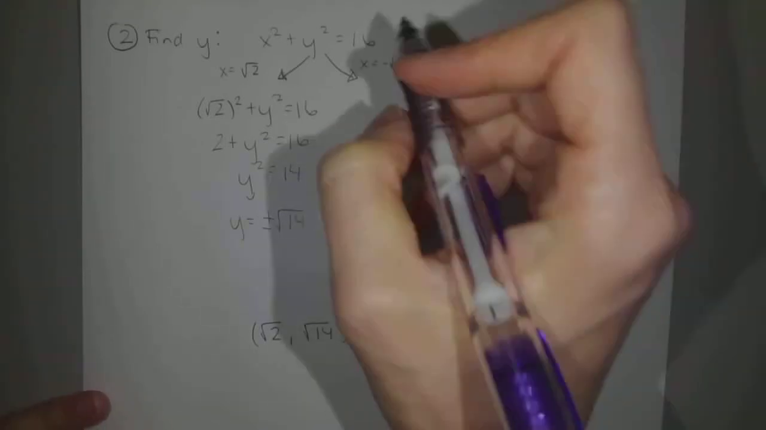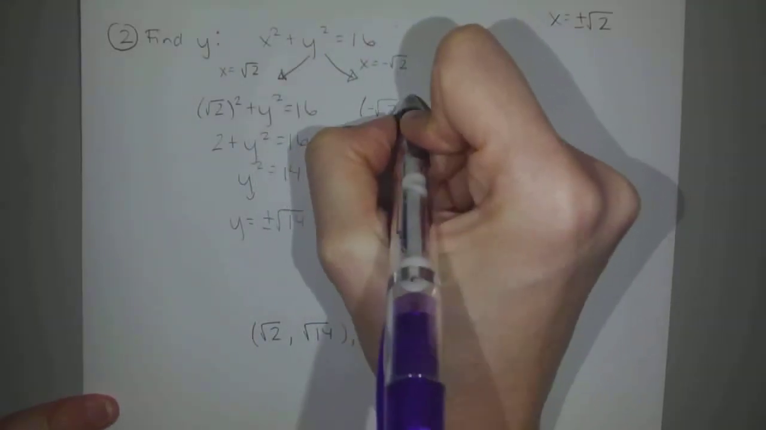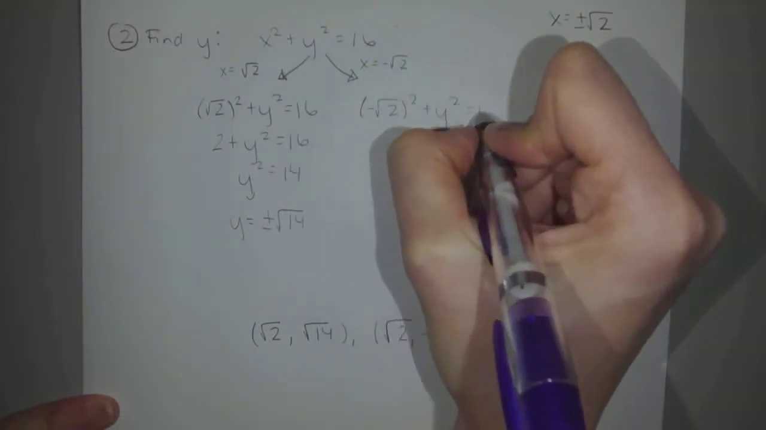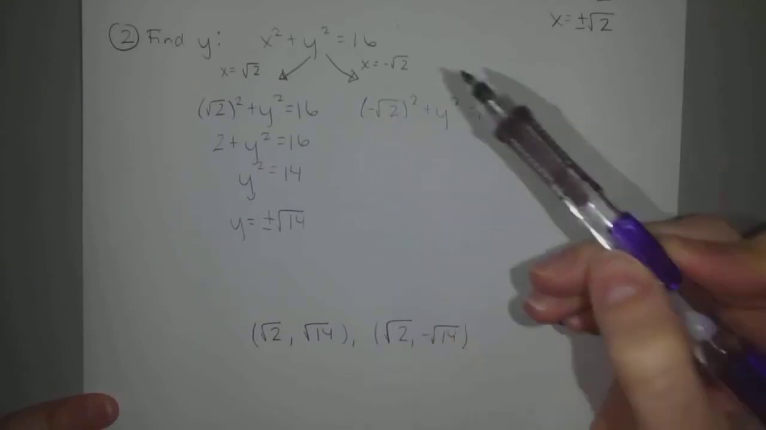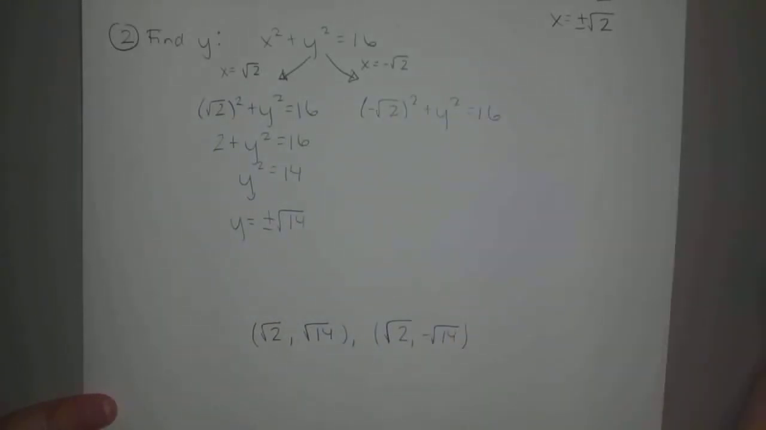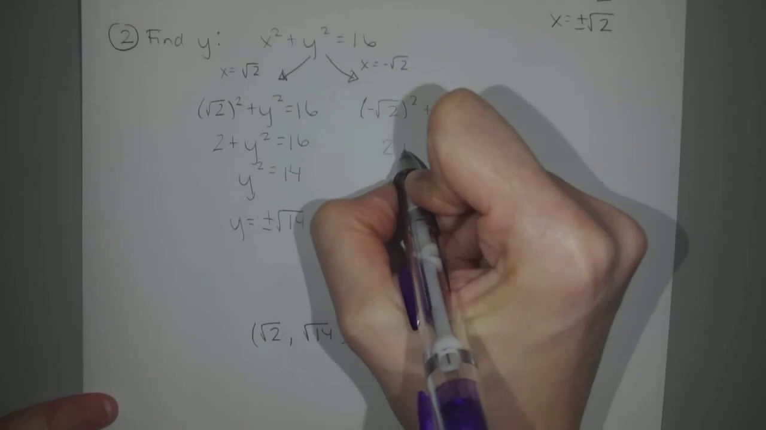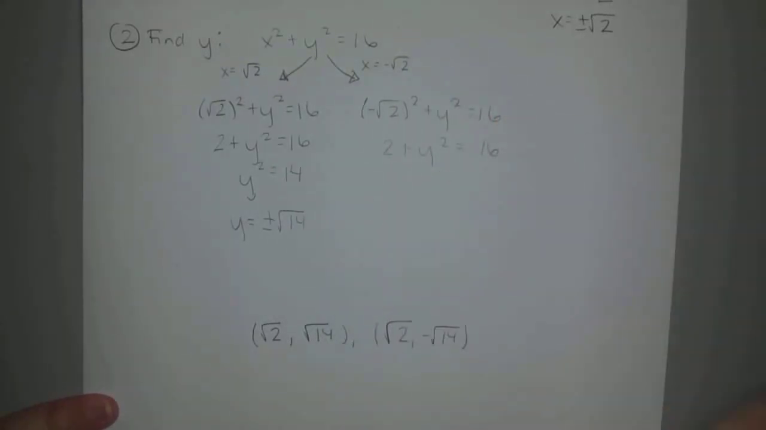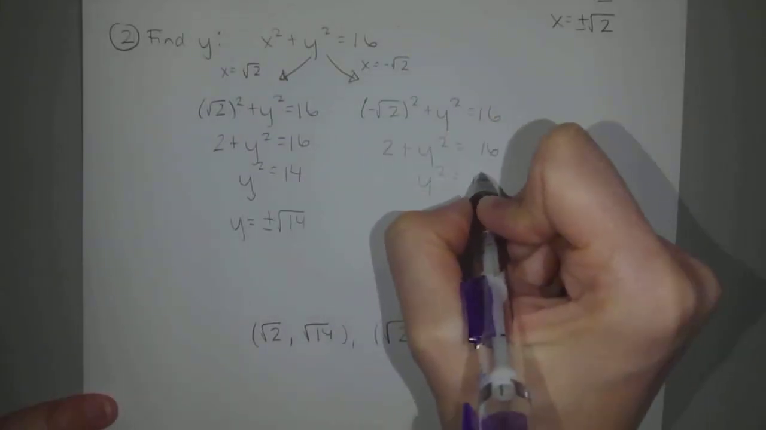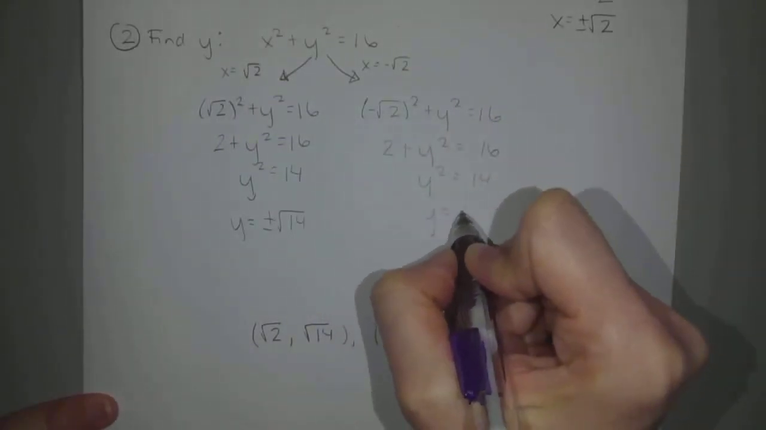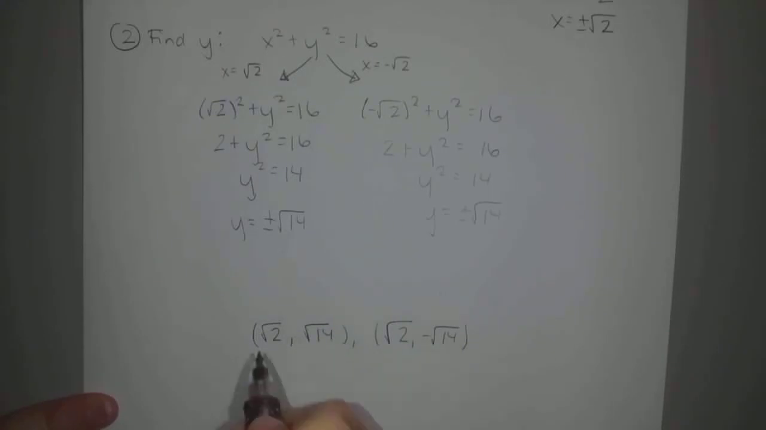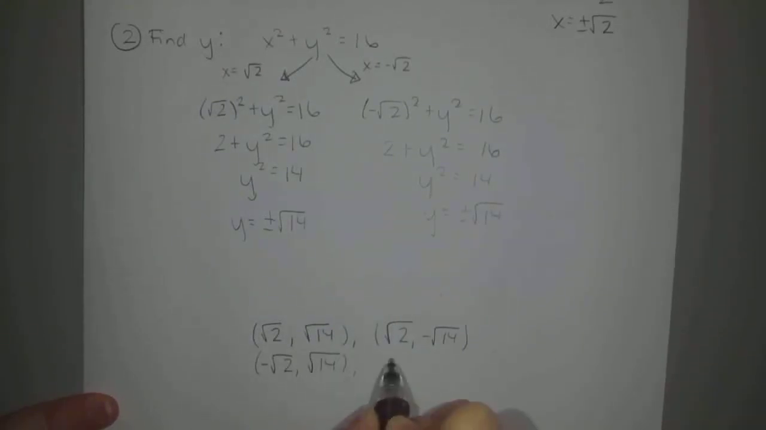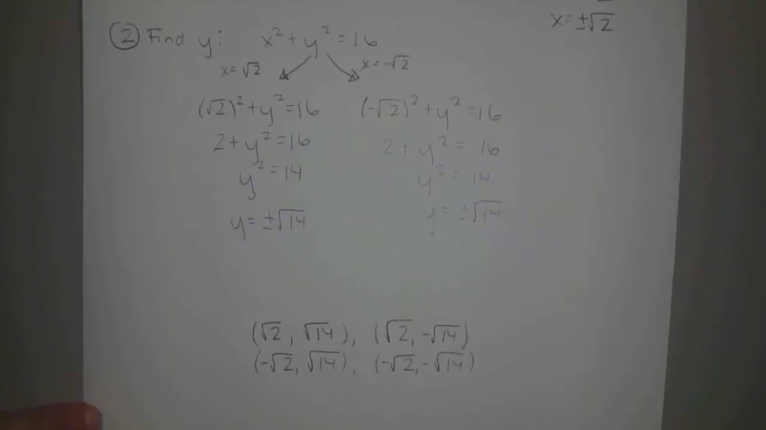Well, what's going to happen when I do a negative root 2? The same thing. Because we talked about what happens when you square a negative. It becomes positive. What happens when you square a square root? It just becomes 2. So it's actually just the exact same thing. Subtract the 2 over and you'll get y squared equals 14. Take the square root and you'll get plus or minus root 14. So what does that mean? It means when you had a negative root 2, it was paired with a positive root 14. And when you had a negative root 2, it was paired with a negative root 14.